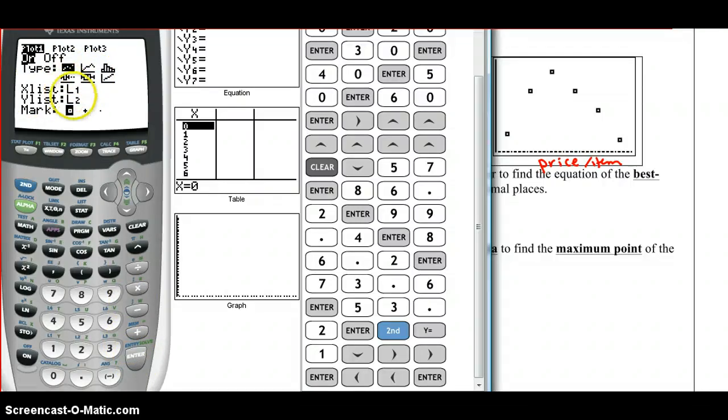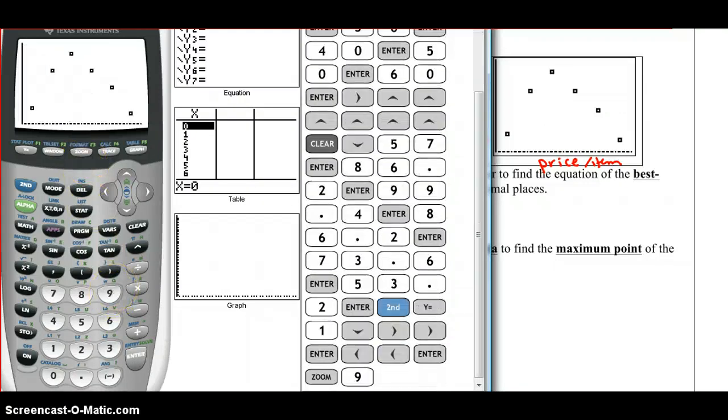All right, then x-list, my x-coordinates were in L1, my y-coordinates were in L2. So we're going to push zoom 9. And we see the graph here on the calculator that matches the one that's given here in the notes.